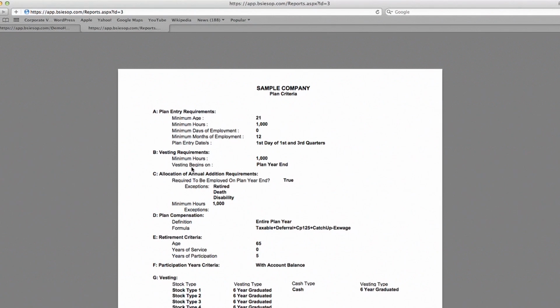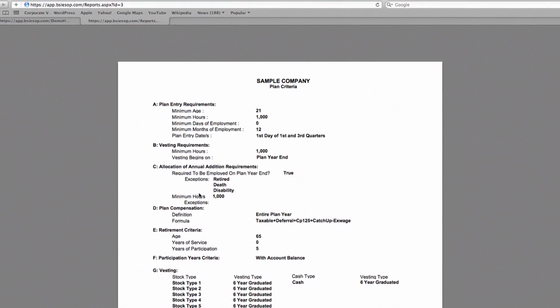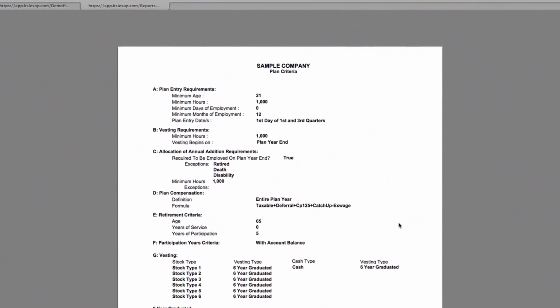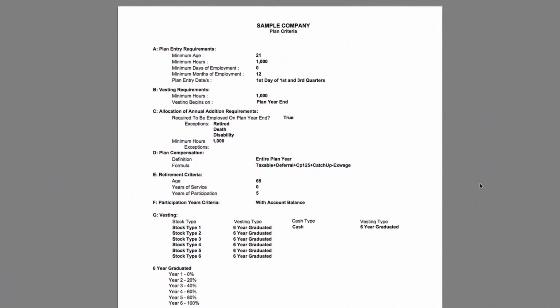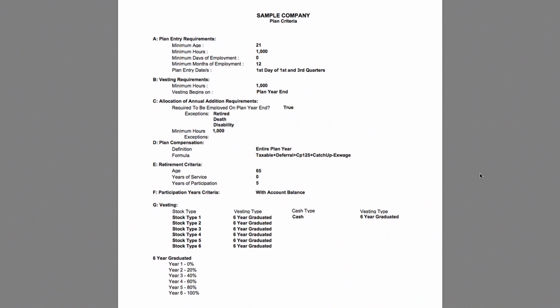Plan provisions. This is the summary of pertinent plan provisions from the ESOP documents used in the administration process. This is the basis of the administration process. The summary is prepared by our administrator and reviewed and approved by our legal department. It contains the plan entry requirements, vesting requirements, eligibility to receive annual additions and vesting schedule, among other things. This summary of plan provisions should be reviewed and approved by the company ESOP administrator.